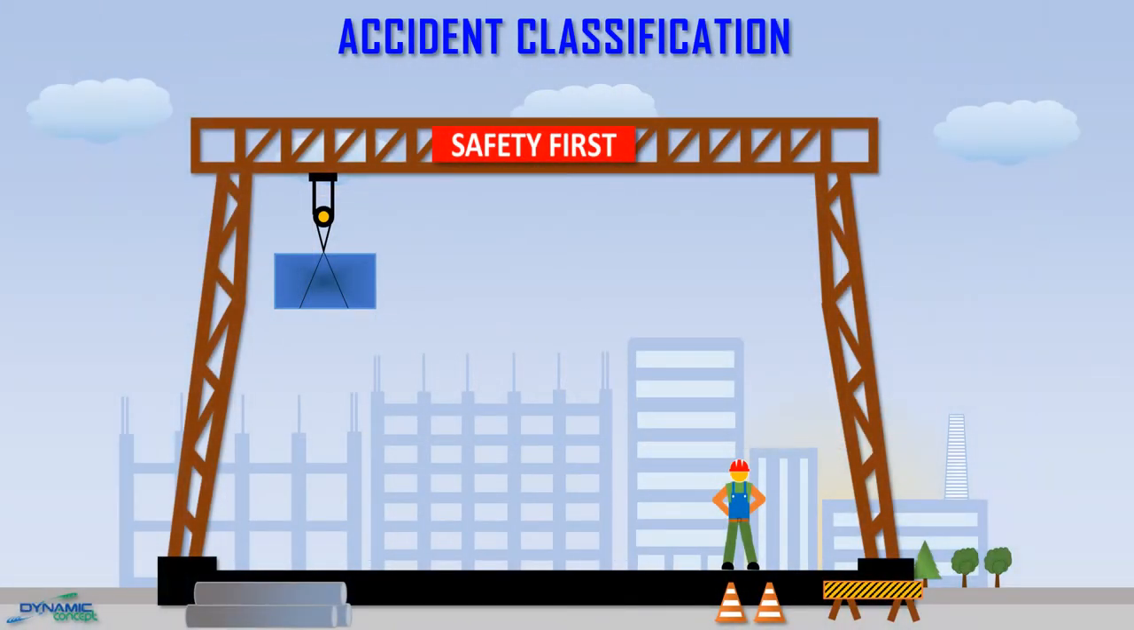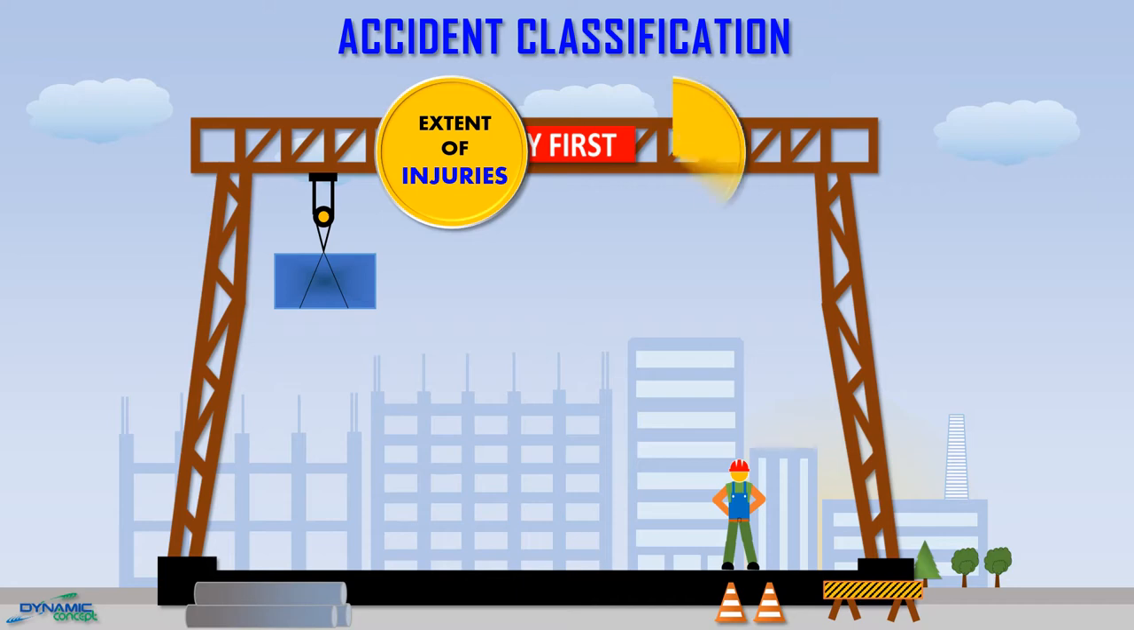There are several ways to classify an accident. This includes classification by the extent of injury caused or by the level or cause of the damage to property.